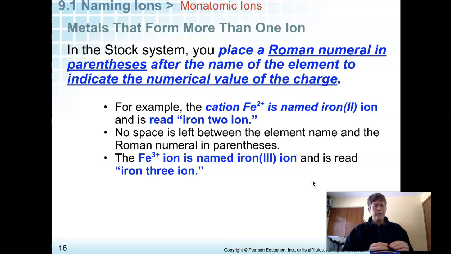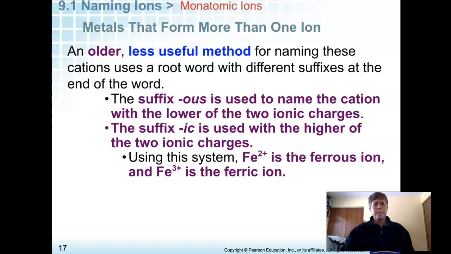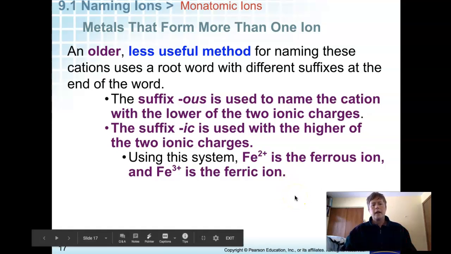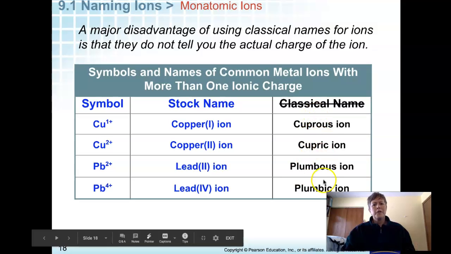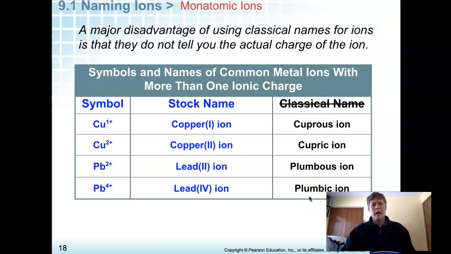Manganese is another one, for example. How do you figure out which one you would use? You're going to look at what makes the overall charge equal to 0 for that ionic compound, and that's going to come in a future unit. This is the old, less useful method. I'm not going to talk about it, but you'll see that there's some examples here in this column, but you don't need to know it.